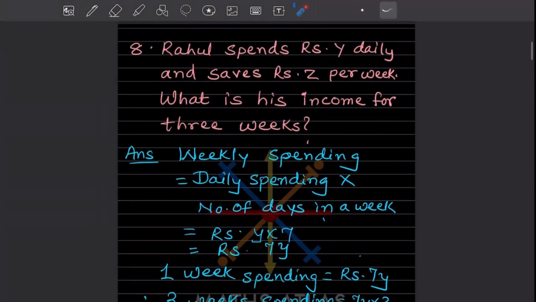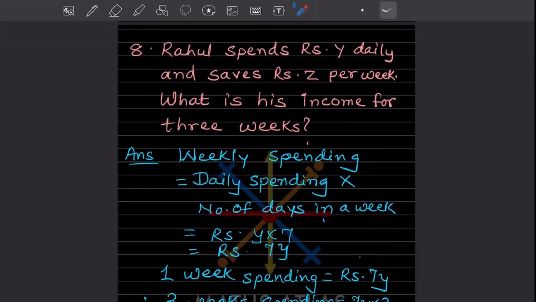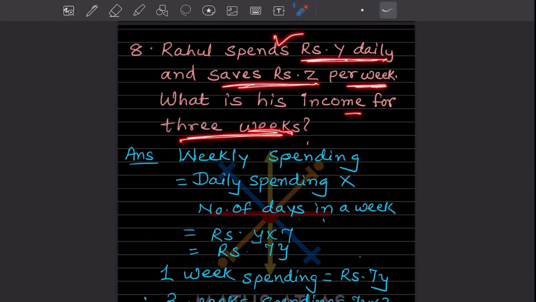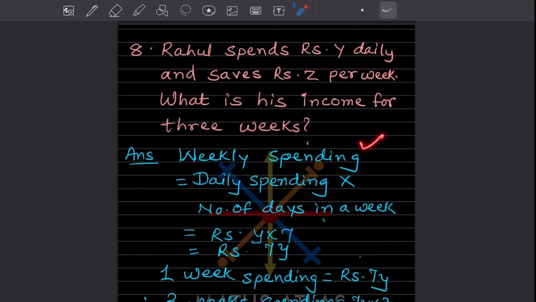Now look at this question. Rahul spends rupees Y daily and saves rupees Z per week. What is his income for 3 weeks? Okay, so first thing what we are going to do, they said the spending, right? So here let us see the spending. The weekly spending is how much? So weekly spending is daily spending into number of days in a week, right? So number of days in a week are how many? 7. So daily how many? They said daily spending is Y, isn't it? The Y is said. Okay, and the number of days in a week means the 7. So we are going to see how much is in the week. So you are going to multiply by 7.